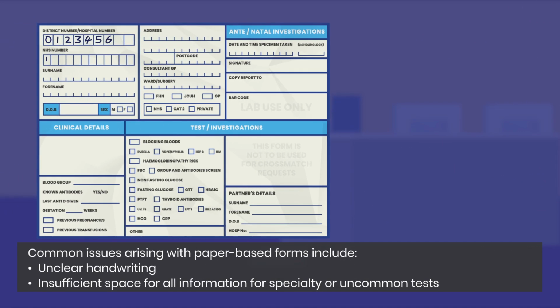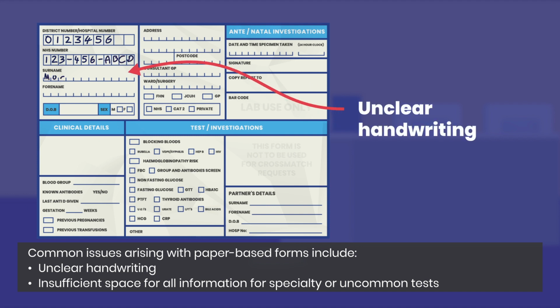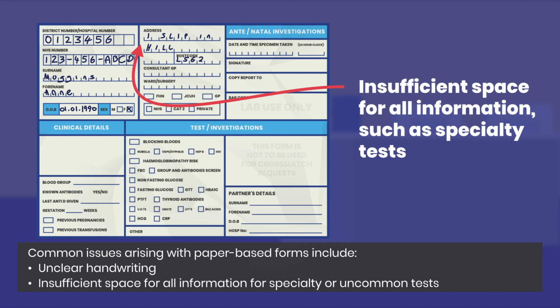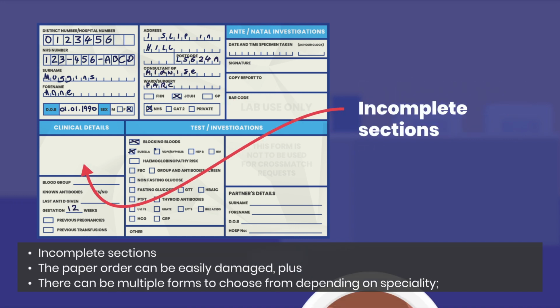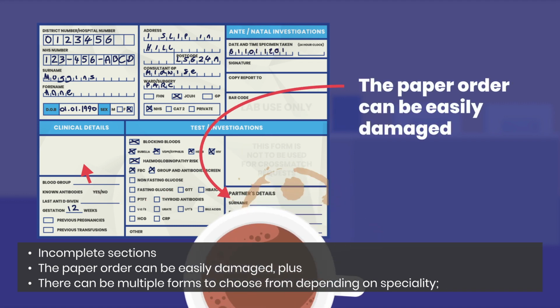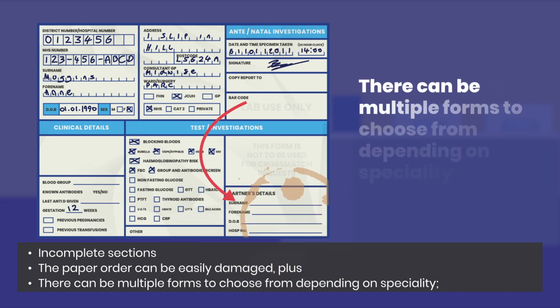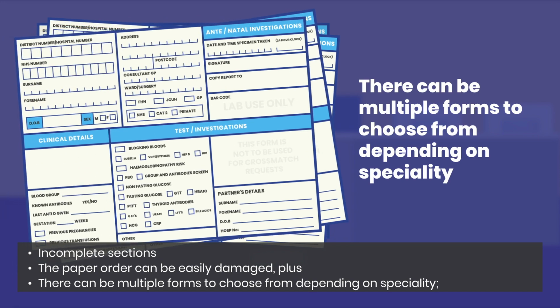Common issues arising with paper-based forms include unclear handwriting, insufficient space for all information for special or uncommon tests, and incomplete sections. The paper order can be easily damaged. Plus, there can be multiple forms to choose from depending on speciality.